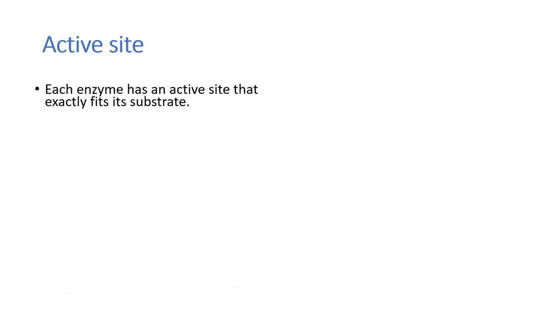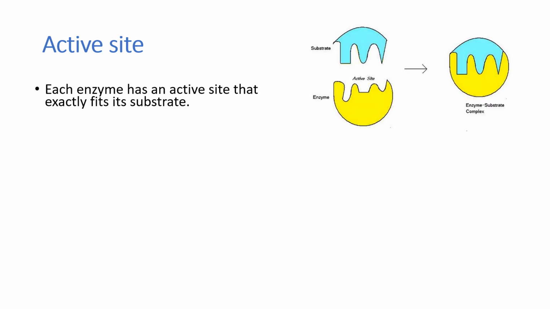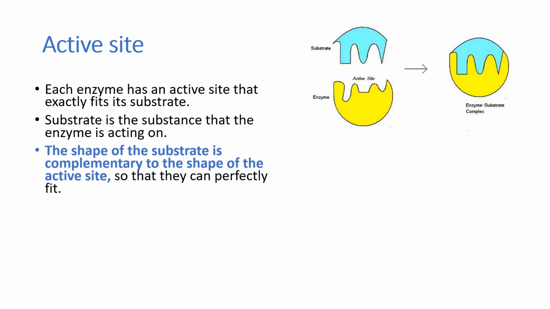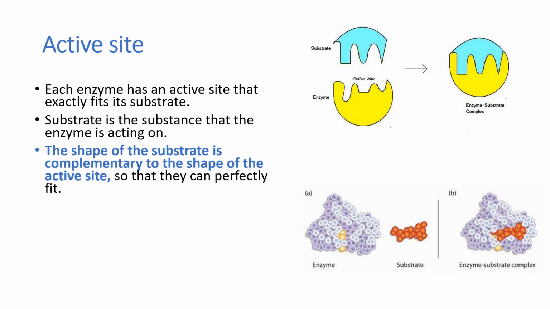Each enzyme has an active site that exactly fits its substrate. Substrate is a substance that the enzyme is acting on. The shape of the substrate is complementary to the shape of the active site so that they can perfectly fit. You can refer to the diagram and see that the enzyme and substrate are complementary in shape. Actually, these are not 2D structures, they are 3D structures. As you can see in the diagram below, both enzyme and substrate have a 3D structure.